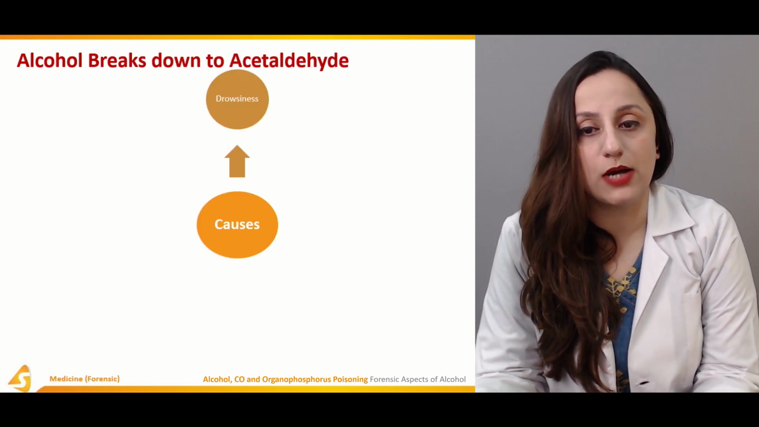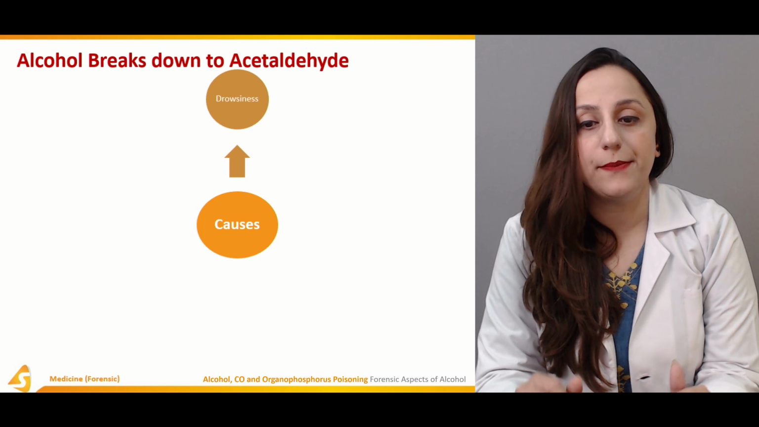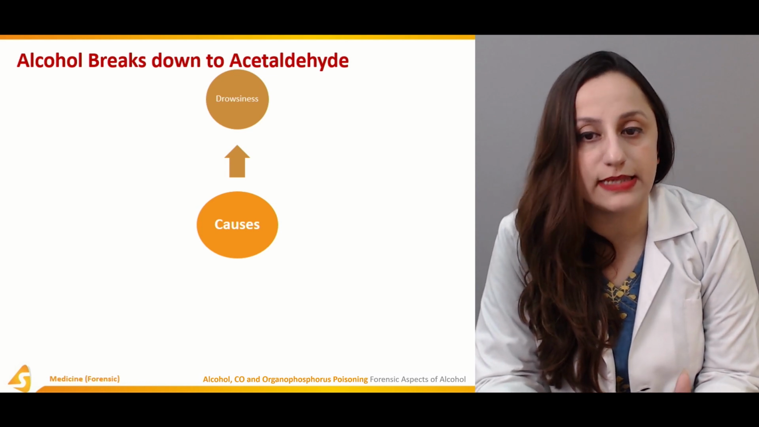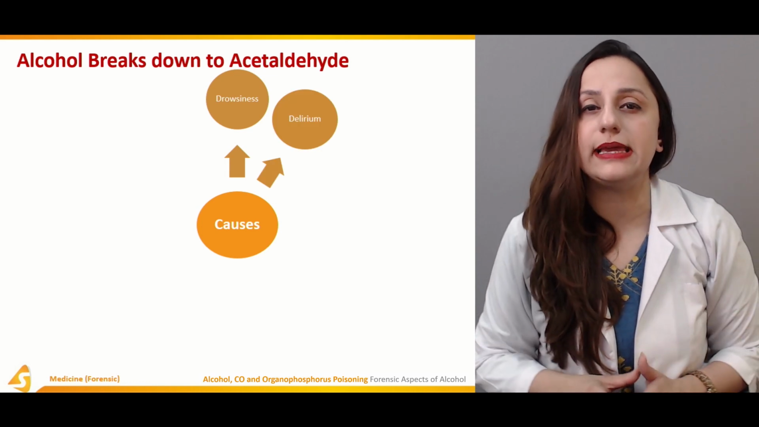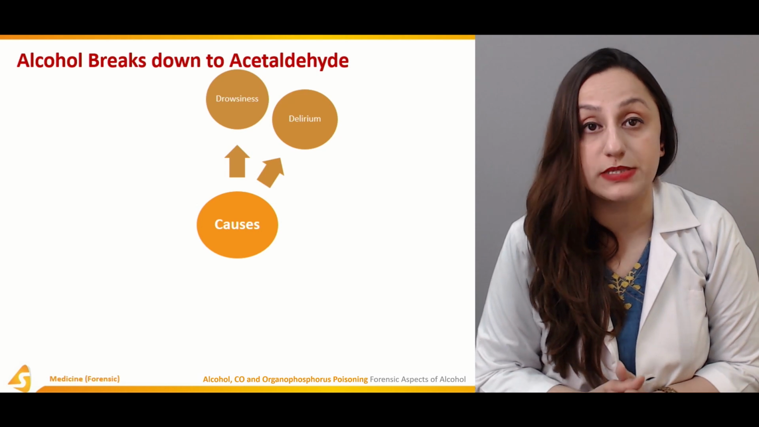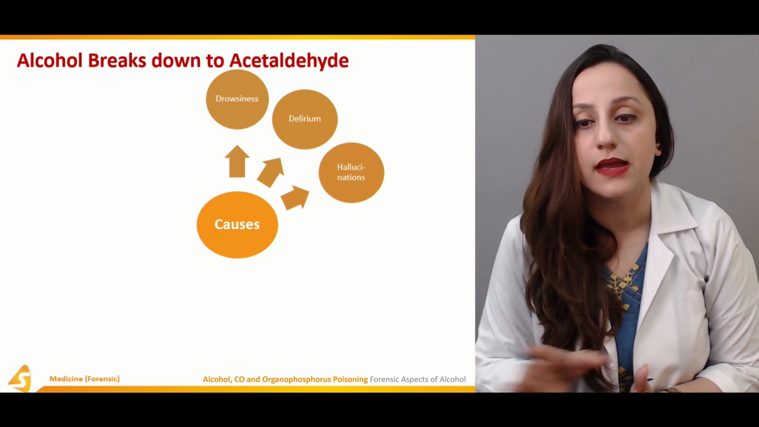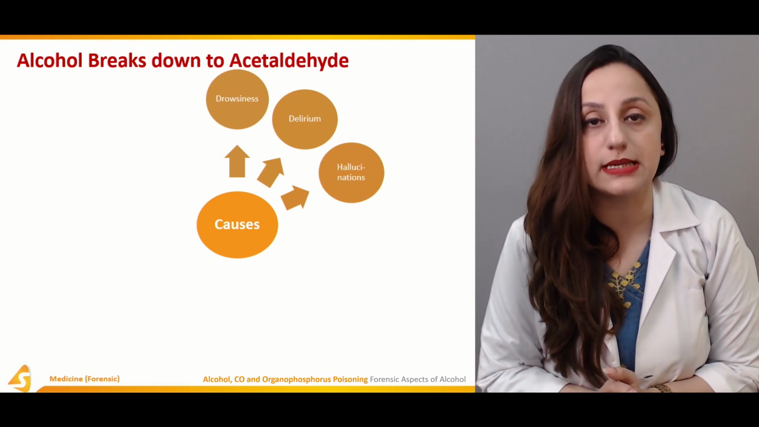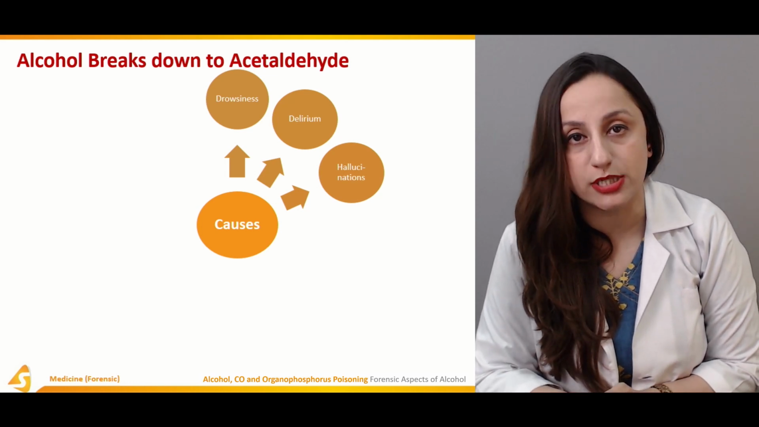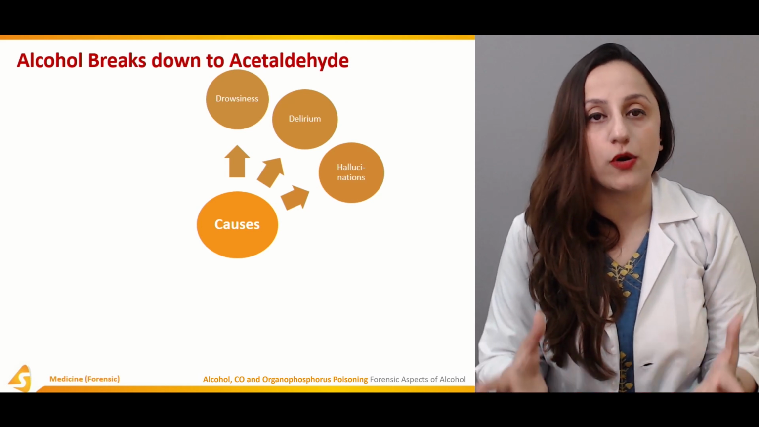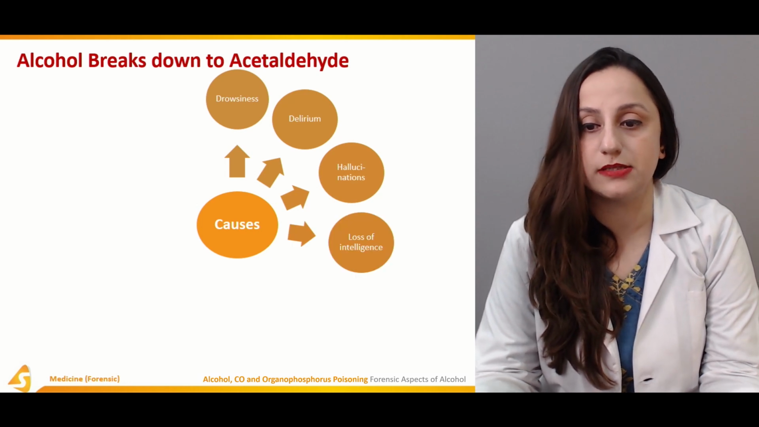So the alcohol breaks down to acetaldehyde. This is the major metabolic factor that you have to keep in mind. After it breaks down to acetaldehyde, it is going to cause drowsiness as well as delirium. Delirium is basically an altered state of consciousness which is observed in patients with alcoholism. It can be acute or chronic alcoholism. And then hallucinations. Hallucinations can be visual as well as auditory. So the person sees or observes things which are not actually there. So all of these are observed in alcoholism.